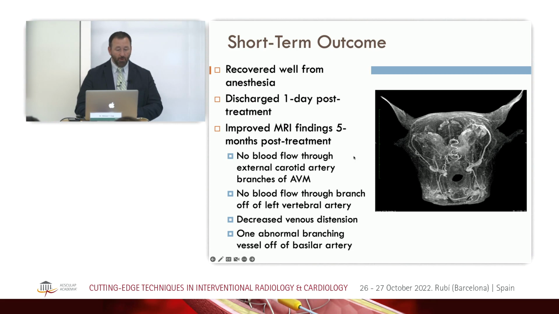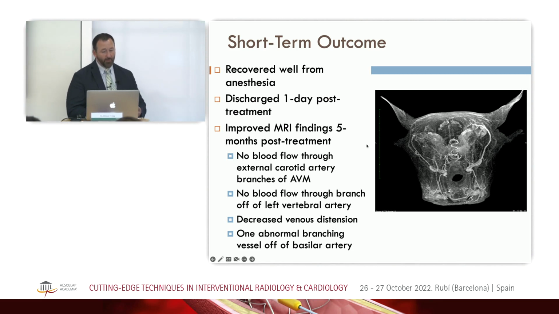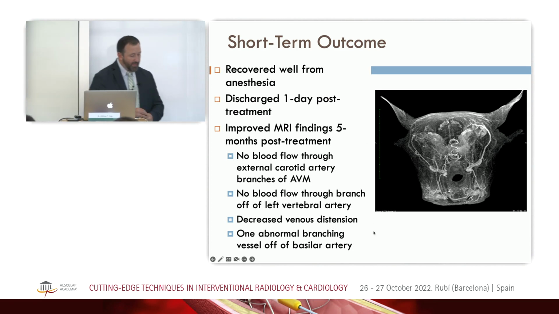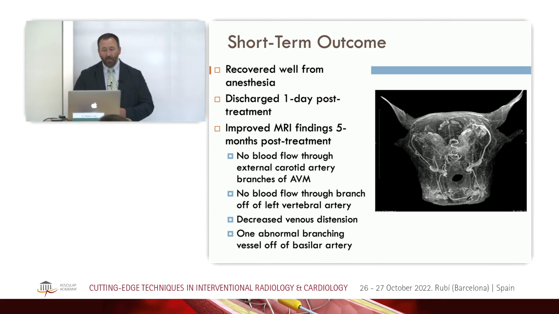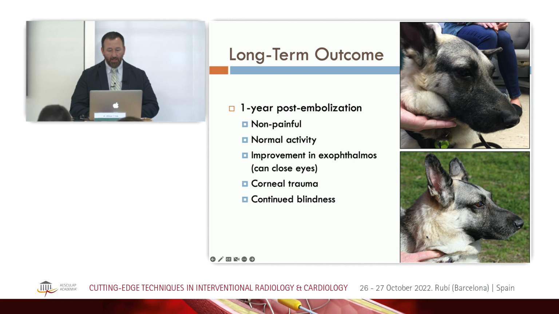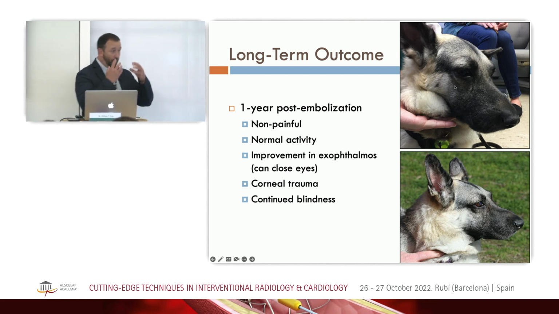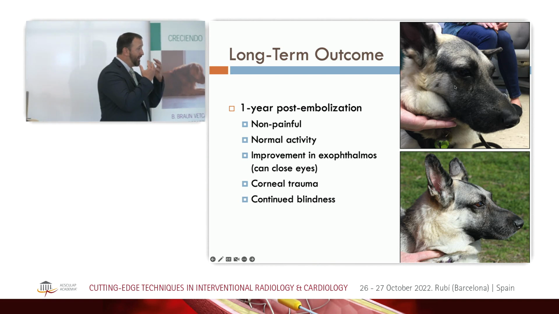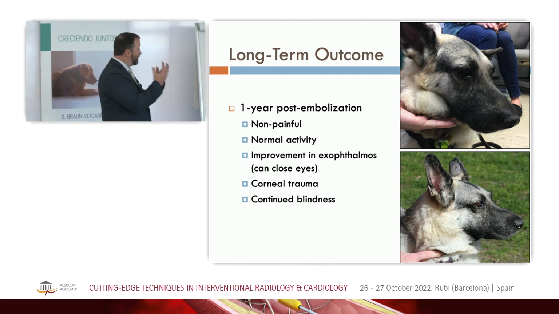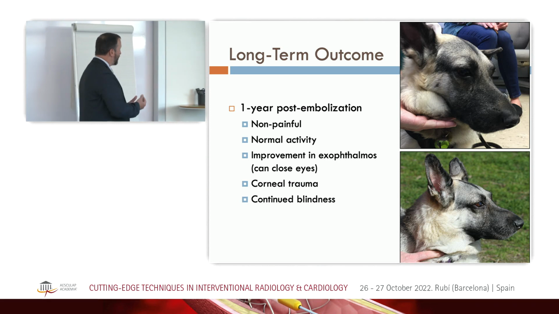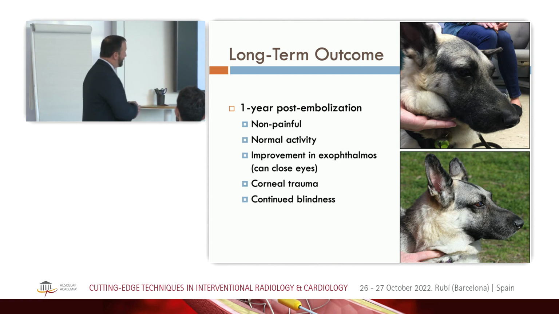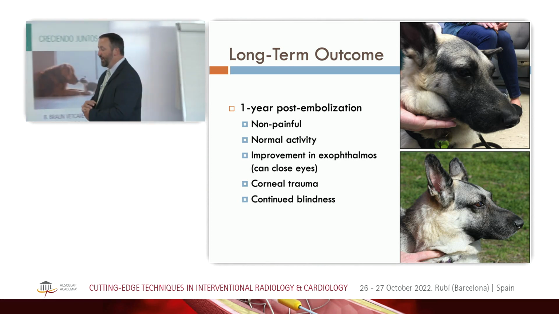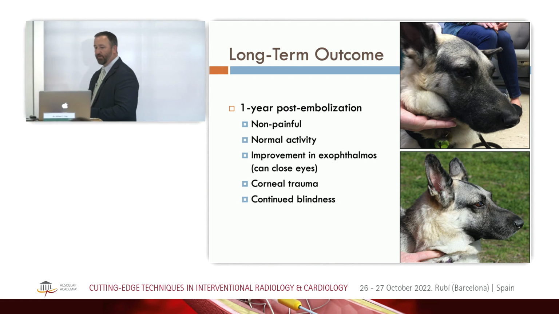And so we did an MRI 5 months post-treatment, and then we're thankful that we didn't see blood flow through the AVM anymore. There was still some dilation of a lot of the venous structures, so I don't know that that will ever get better. But we did see an improvement in his eyes at that point. So that bulging and that exophthalmos that he was experiencing prior to the embolization, a lot of that went down, and he was able to start closing his eyelids. He still continued to be blind afterwards, and he had this long-standing corneal trauma, which we were treating for quite a long period of time.